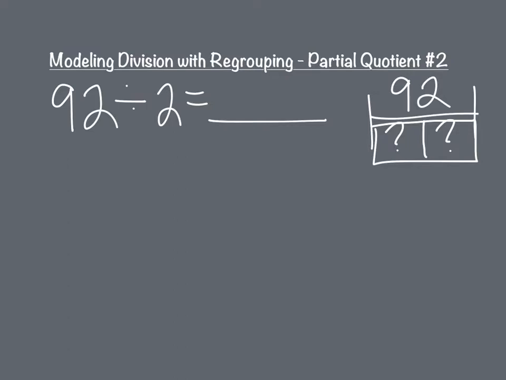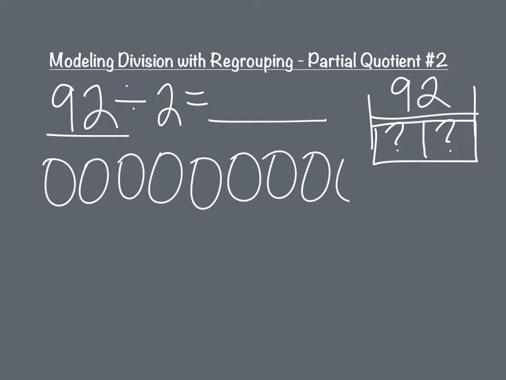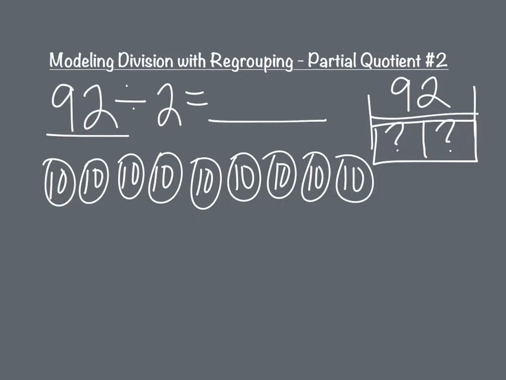So let's model it. I'm going to take this 92 and let's break it up into tens. How many tens are in 92? Good, 90. So 1, 2, 3, 4, 5, 6, 7, 8, 9. And of course, let's write 10 inside of each. I write, you write. And I have to show 1 and 1 to equal the 2. So there's my 92.